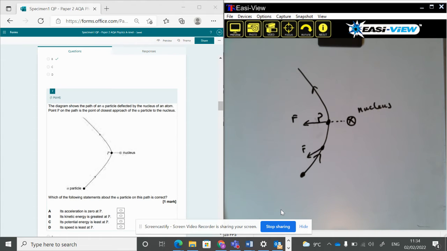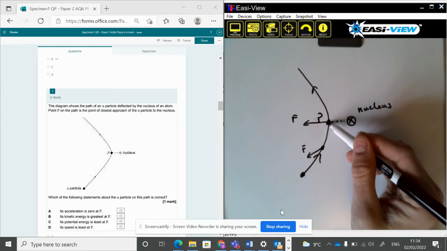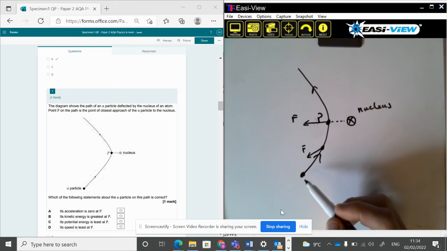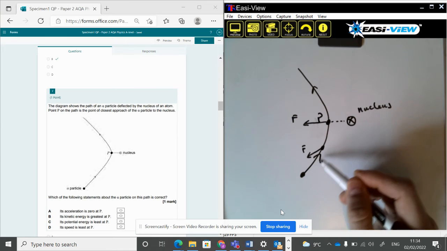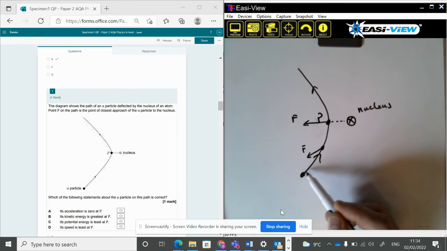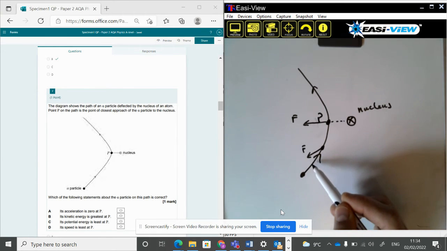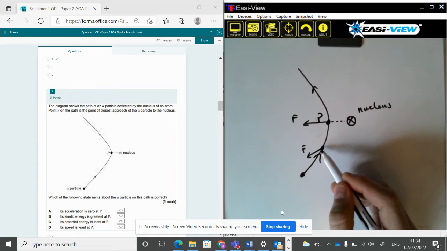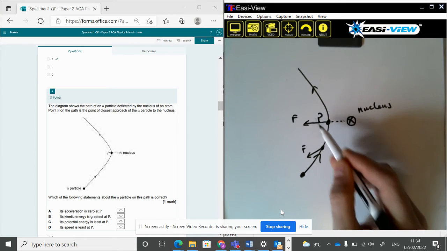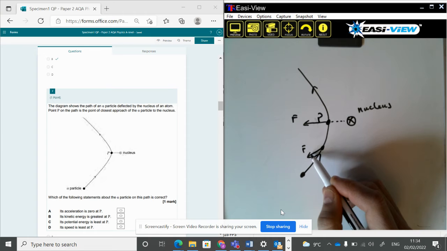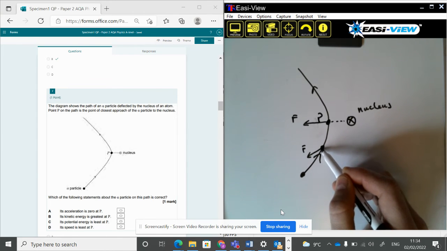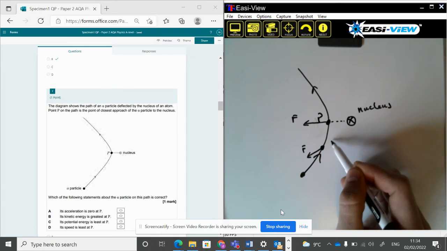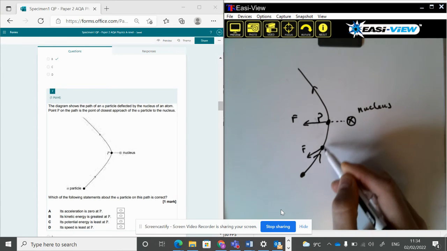Kinetic energy is greatest at P. Well, although there is some kinetic energy, actually the kinetic energy will be least at P because as it approaches the nucleus, work is being done against the force. Although it's not moving in a direct line at this point, we have a component of velocity and a component of the displacement going in the opposite direction of the force. Not directly, but it is in the opposite direction to the force. So some work is being done.